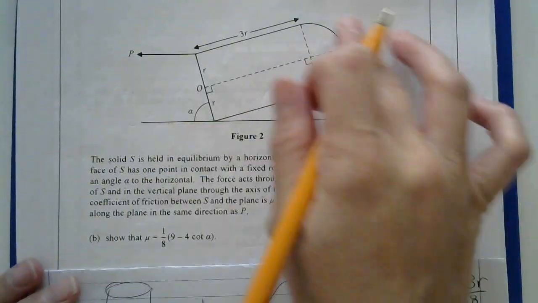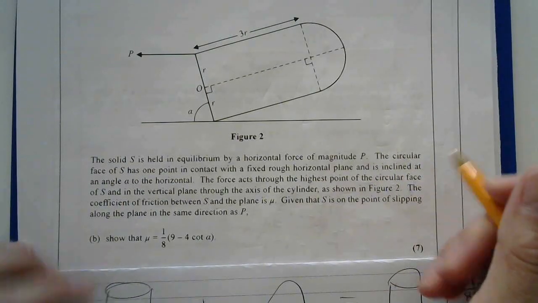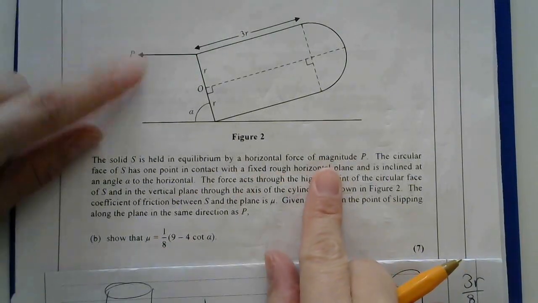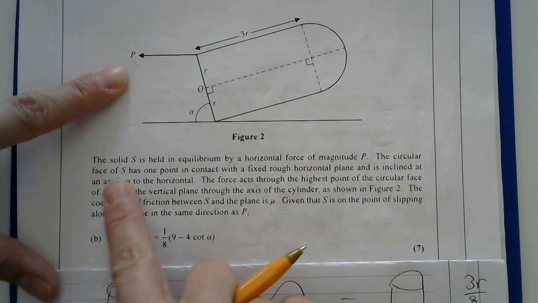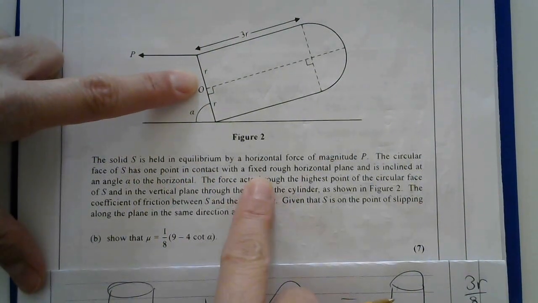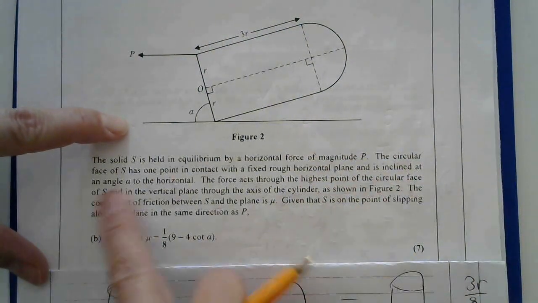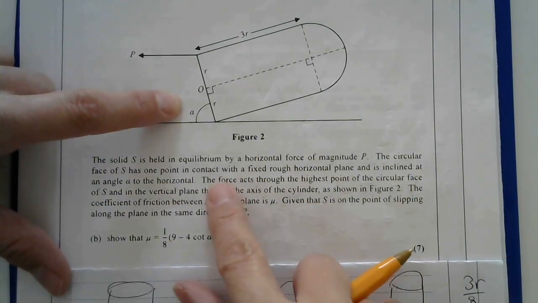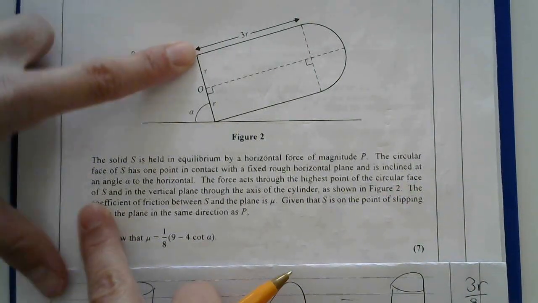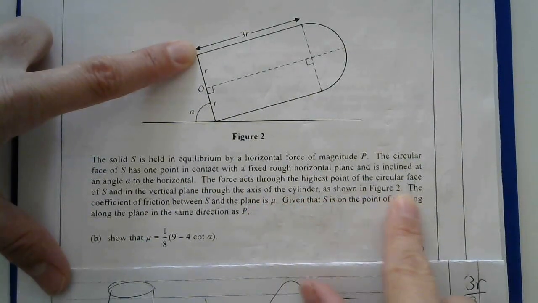Then we've got this picture which corresponds to the same shape, but now it's placed on this plane. It says the solid S is held in equilibrium by a horizontal force of magnitude P, and the circular face of S, so that would be this, has one point in contact with a fixed rough horizontal plane and is inclined at angle alpha to the horizontal. The force acts through the highest point of the circular face of S, so there, and in the vertical plane through the axis of the cylinder as shown in figure 2.